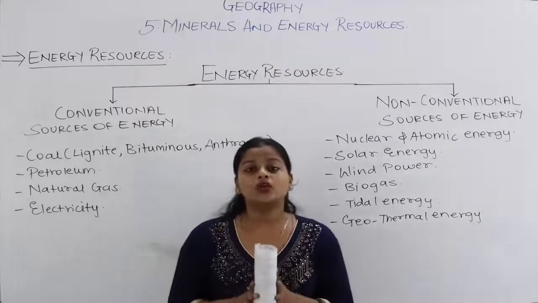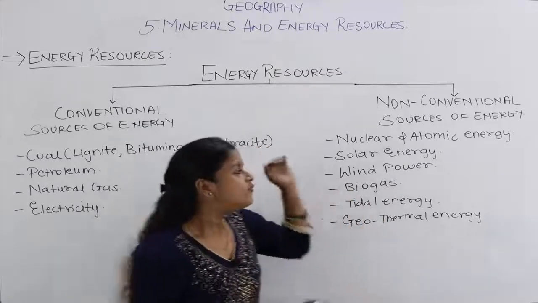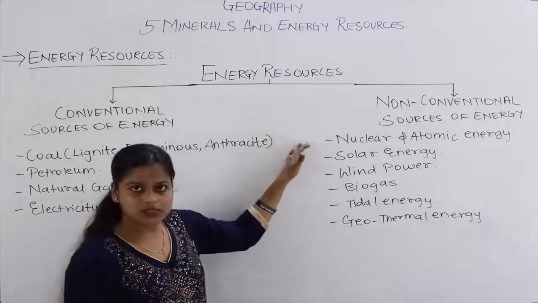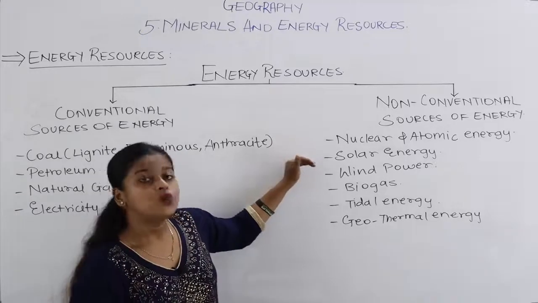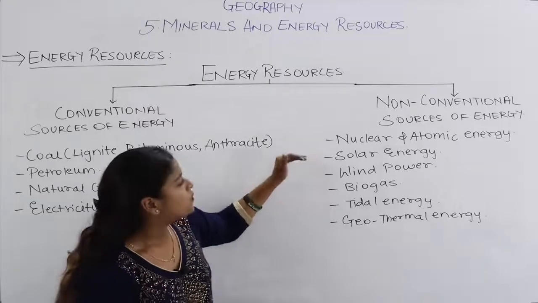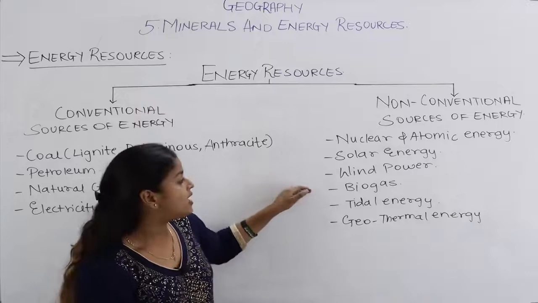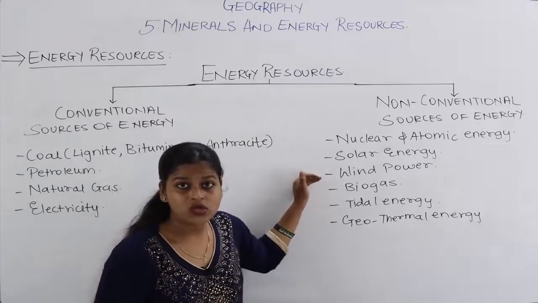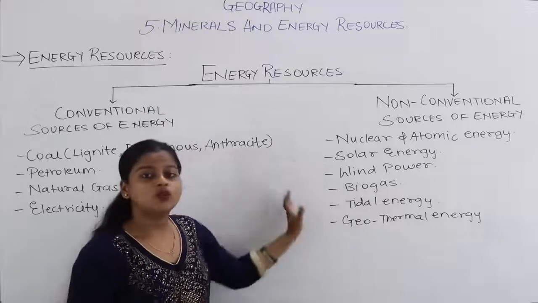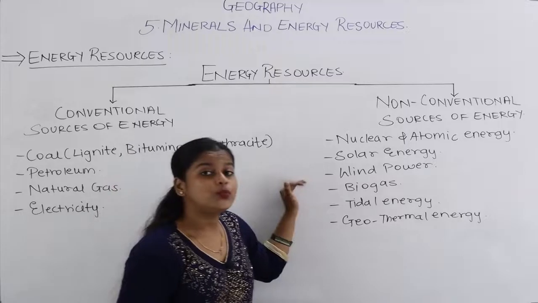So what you need to basically understand in this whole concept is what nuclear energy is, how it is formed with the use of atoms, and how solar energy is formed with the use of heat. Then wind energy, biogas, tidal energy. Wind energy is formed because we have lots of wind power. Windmills are set up, so from there we can use the wind and generate power.